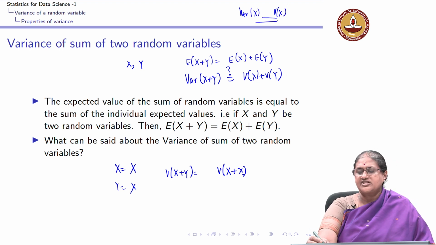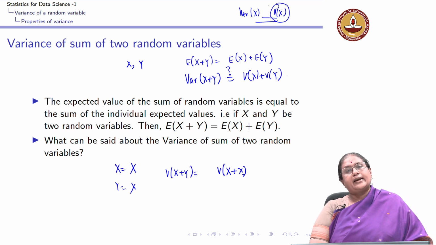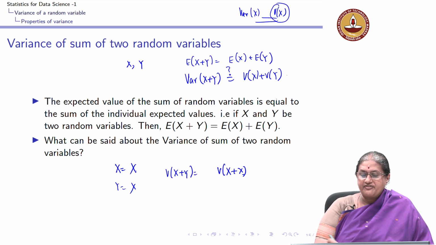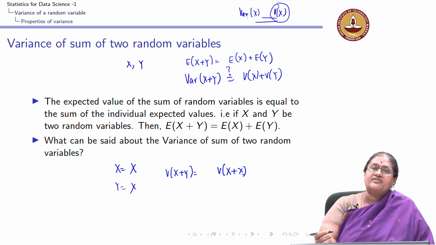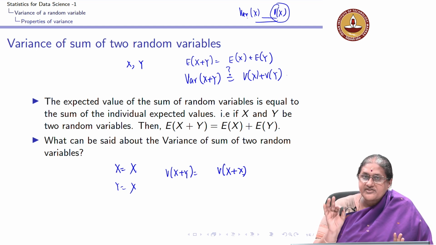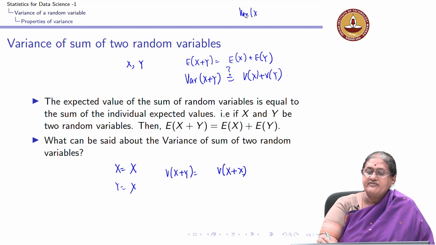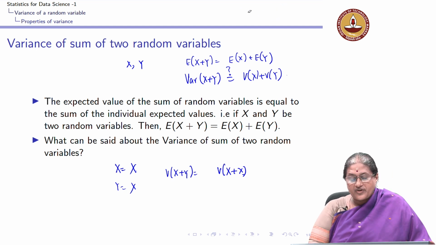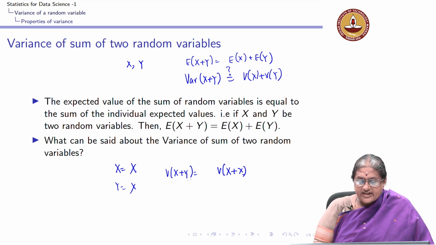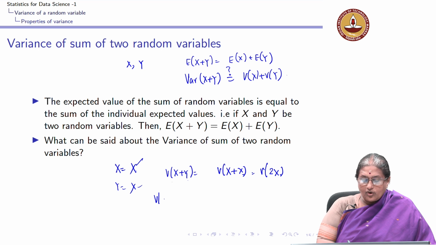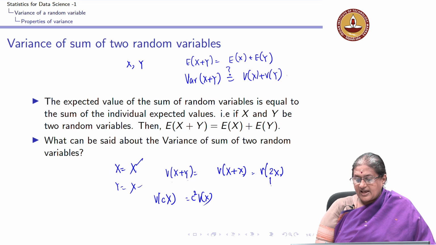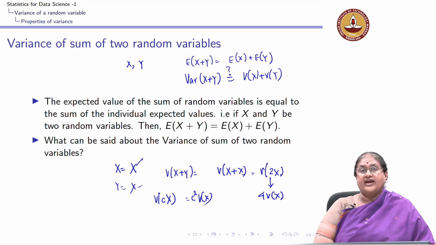They mean the same. This is just a shorthand notation to represent variance of x. So, V of x and Var of x, and V of y and Var of y, represent the same quantity, which is variance of a random variable. So, variance of x plus x is variance of 2x. We already know variance of a constant times x is c squared variance of x. Hence, variance of 2 times x is going to be 4 times variance of x.